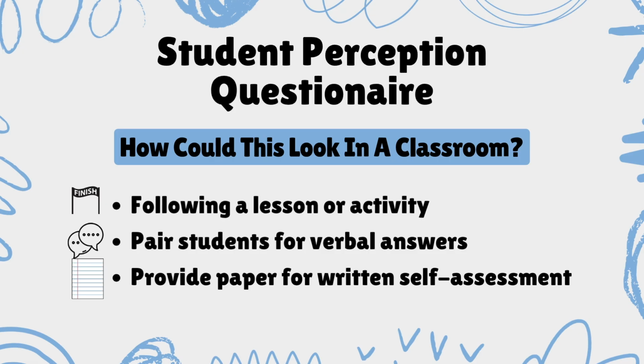Again, this could look like this in a classroom, following a lesson activity. You could also pair students to have verbal answers, or you could provide paper for a written self-assessment. Thinking of using this in a math classroom, after a new strategy is taught, students could answer questions regarding that specific strategy and how they may need more support from either a teacher or a peer.